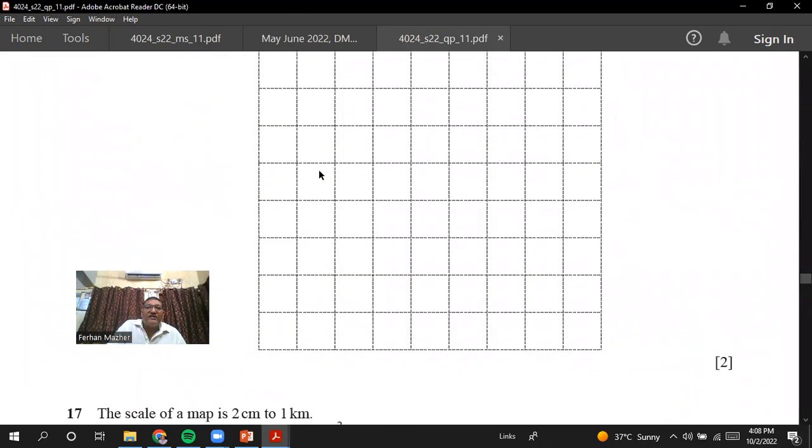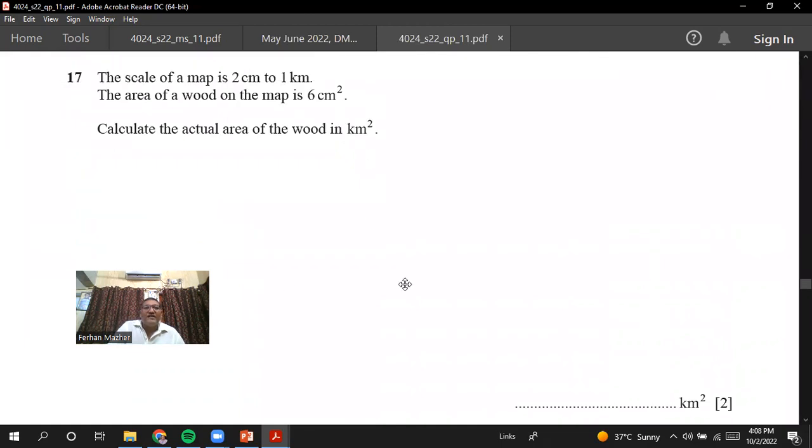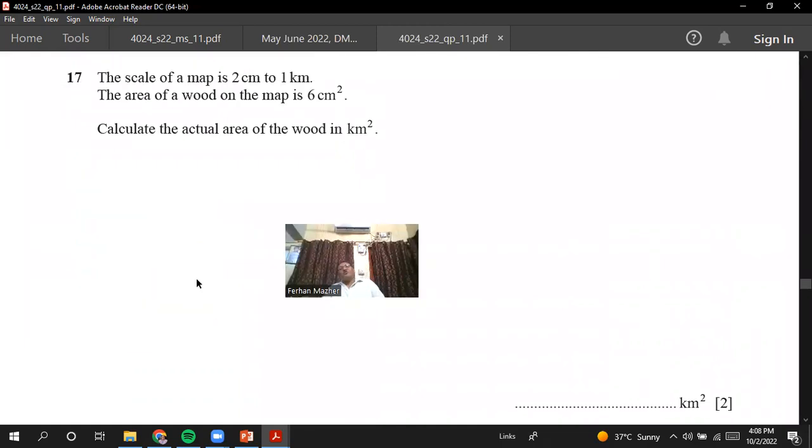The next question is question number 17. It is a 2 marks question. He says, the scale of a map is 2 centimeter to 1 kilometer. This scale is for the length: on the map 2 centimeter, and the actual will be 1 kilometer. The area of a wood on the map is 6 centimeters square. Calculate the actual area of the wood in kilometers squares.